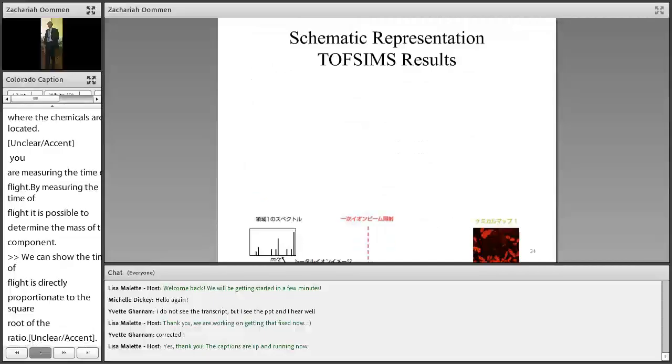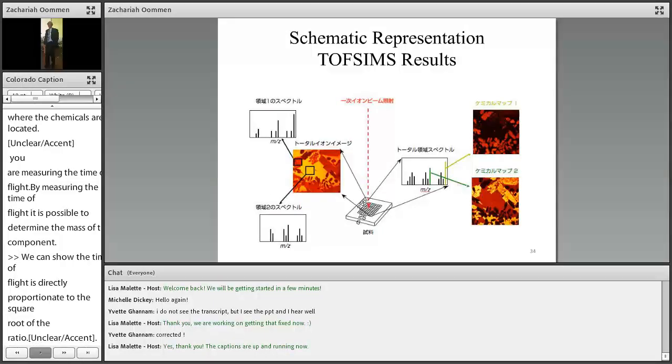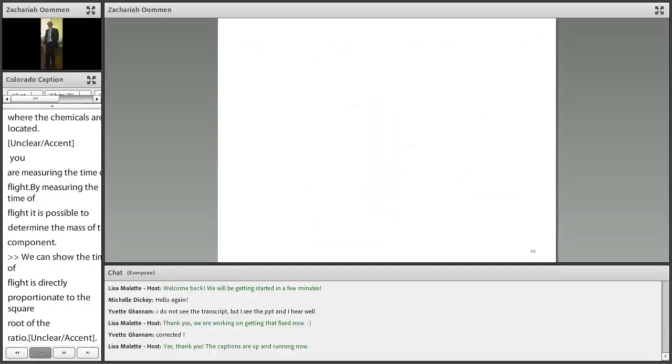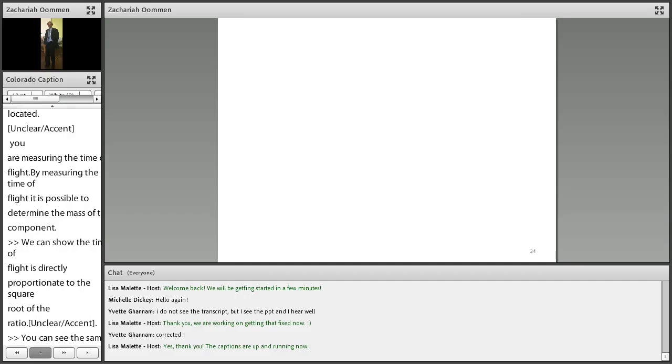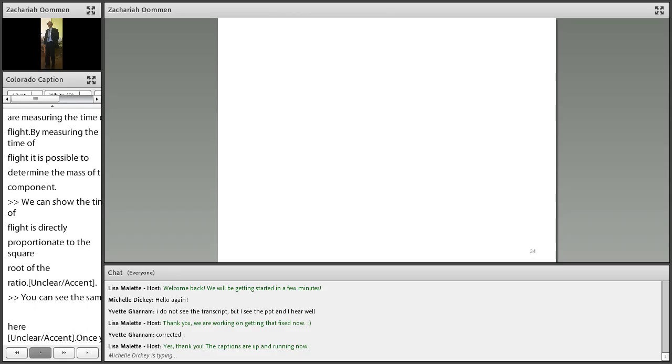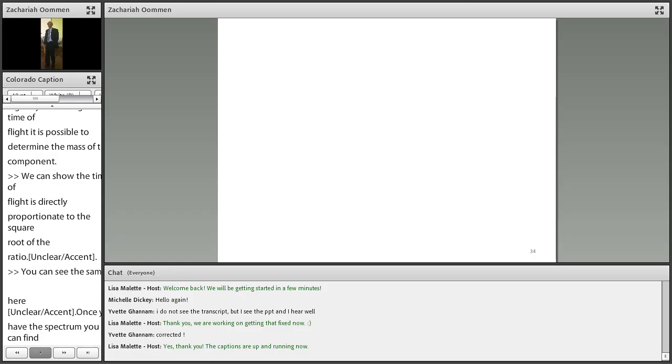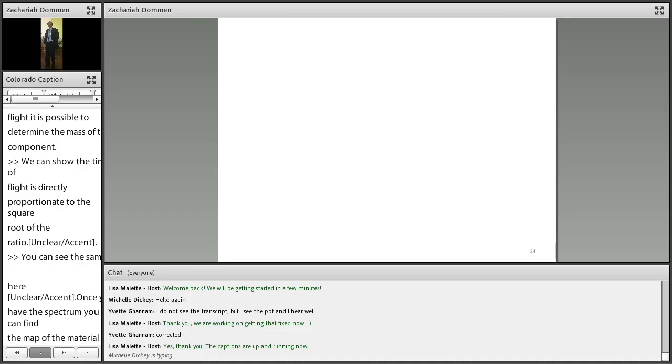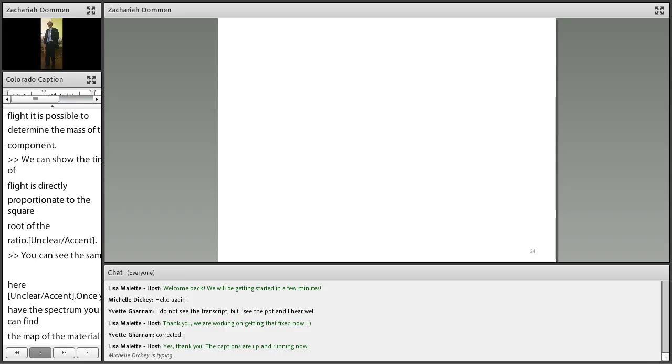So this is a schematic representation. You can see the sample here. You send the pulsed primary ion beam, you get the spectrum. Once you have the spectrum, you can find out the map of the desired area. So if you want to get the map of this area or the spectrum of this area, you can get it. In the other way, first you get the map of the GSR sample, then from that map you can find out the mass from a particular area. That is one of the strengths of this instrument.